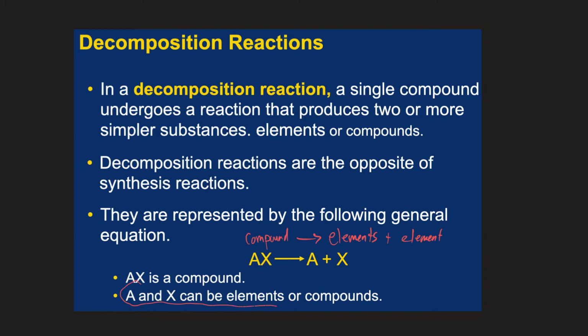As it says down here, A and X can be elements or compounds, right? A could be an element, X could be a compound, or it could even be two compounds. The key here is that there are more products than there are reactants, right? Here we've got one reactant and two products.